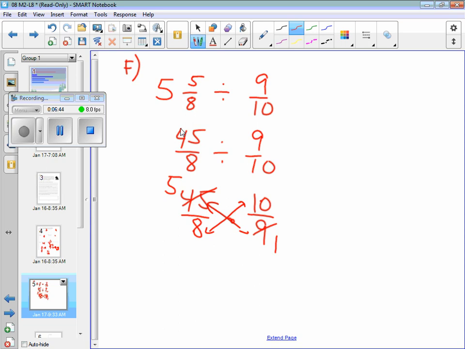Christian. 4 goes into 8, can't go into 10 though. 4 can't go into 10 evenly. The only number that's going to work is 2. Hold up your 2 fingers. 2 goes into 8. How many times? 4. Cross it out, make it a 4.